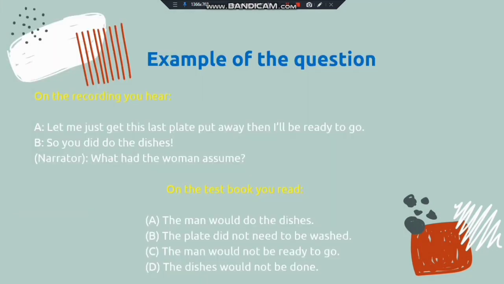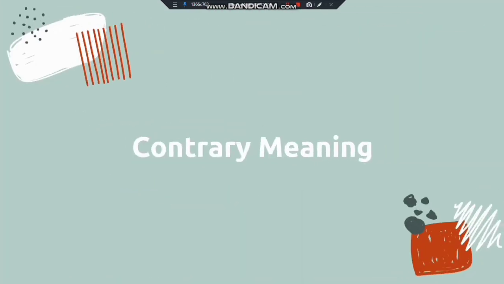I will show you an example of the question. Do you know what the correct answer is? So the trick is, you just have to look at the clue. "So you did do the dishes." What is the opposite meaning from the statement? Yeah, the dishes would not be done. So the correct answer is D. For the next tips and tricks, we'll focus on contrary meaning.